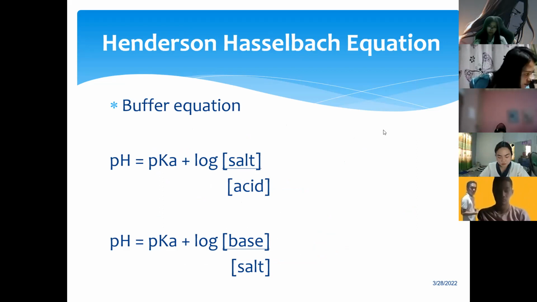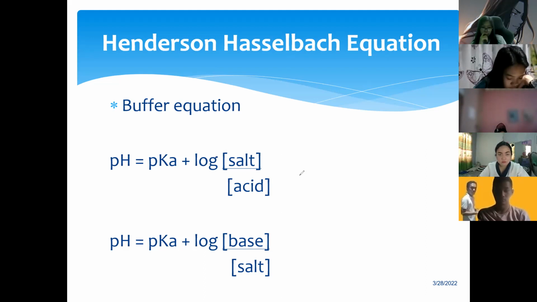Now, we have the so-called Henderson-Hasselbalch equation, which is also known as the buffer equation. Okay, this is the buffer equation. It's called Henderson-Hasselbalch equation. Now we have two equations here for the Henderson-Hasselbalch. This is how you're going to compute the pH of the buffer solution. Since it's a mixture, right? It's a mixture. So pH is equal to pKa plus log or logarithm of the concentration of the salt divided by concentration of the acid.